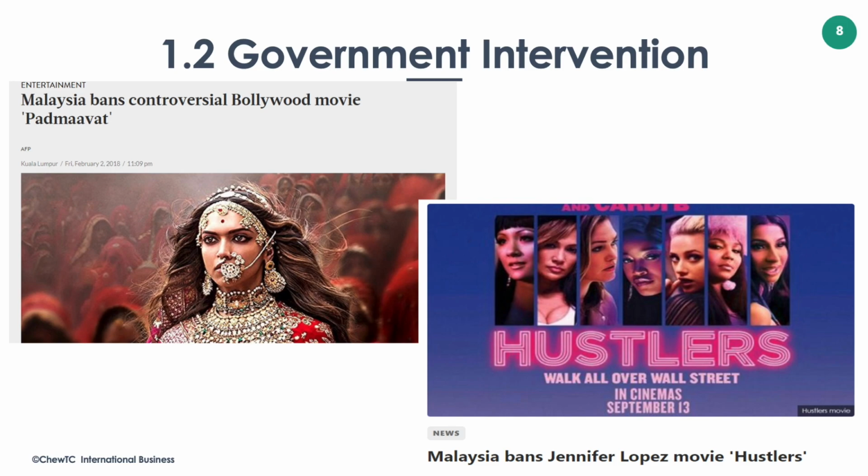Here we have some examples of how Malaysia intervenes in trade based on cultural motives, which the country believes these two movies, as shown in the slide, are not in accordance with the national culture, and thus they were banned from showing in the cinema. So we have Padmaavat and also Hustler. Both movies were banned by Malaysia due to sensitive content that is not according to the national culture of Malaysia.